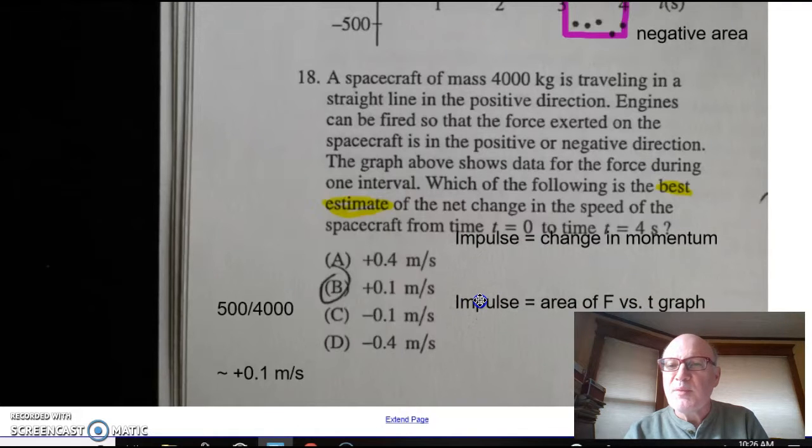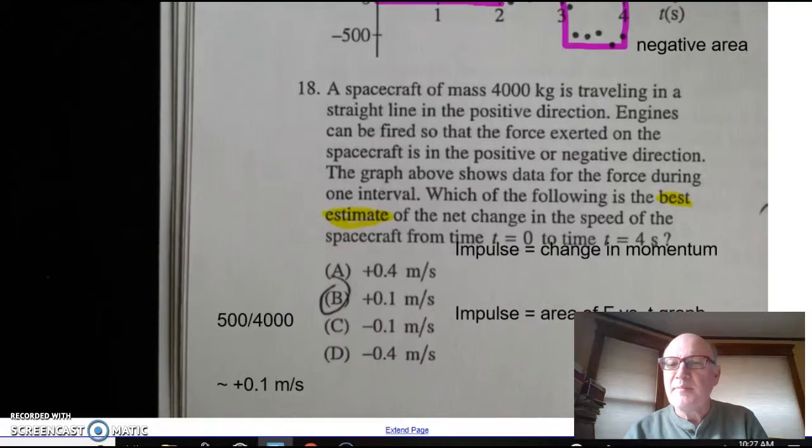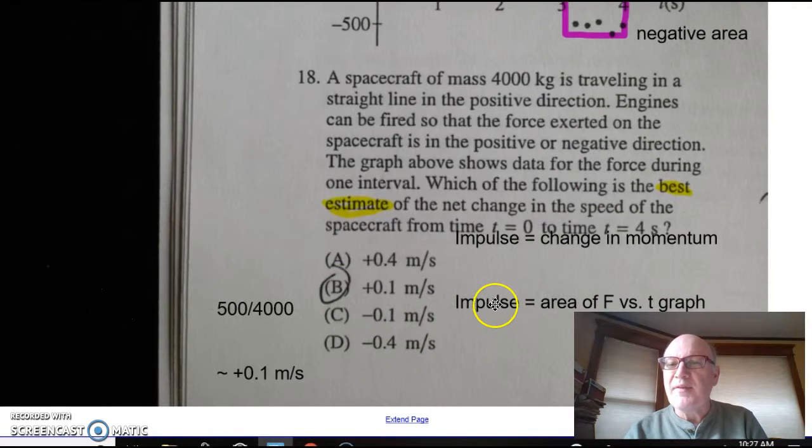But in the case where the force is not constant, and that's certainly true here, right? The force is changing over the 4-second interval. During that time, we could figure out the impulse by getting the area of a force versus time graph. So we're going to look at this geometrically, get the area, and let that equal the change in momentum, and that change in momentum will help us find the change in the speed of the spacecraft.